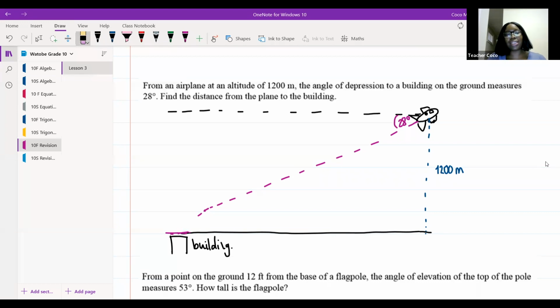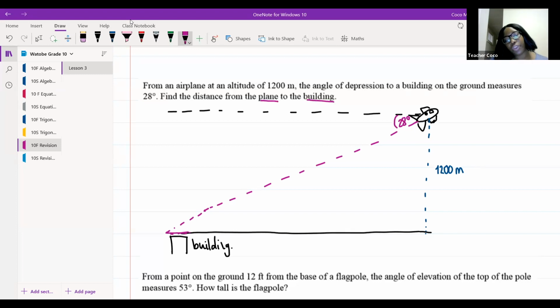All right, so it says here that the angle of depression is 28 degrees. And then it says, find the distance from the plane to the building. Okay, now, guys, let's think about the information we've been given.